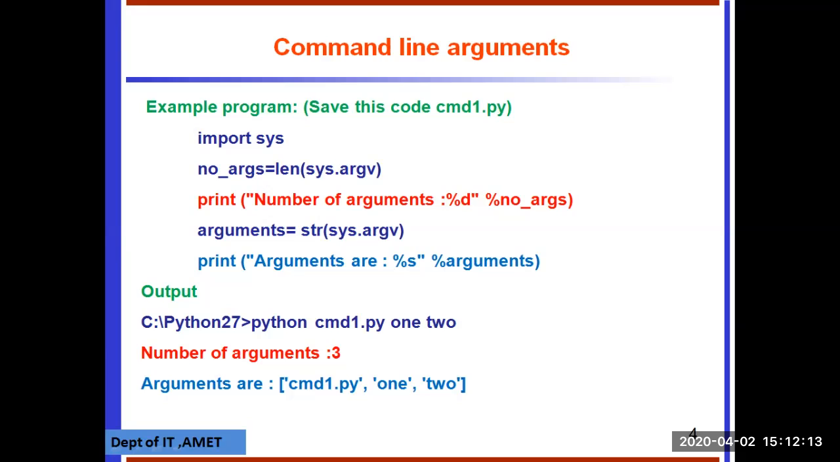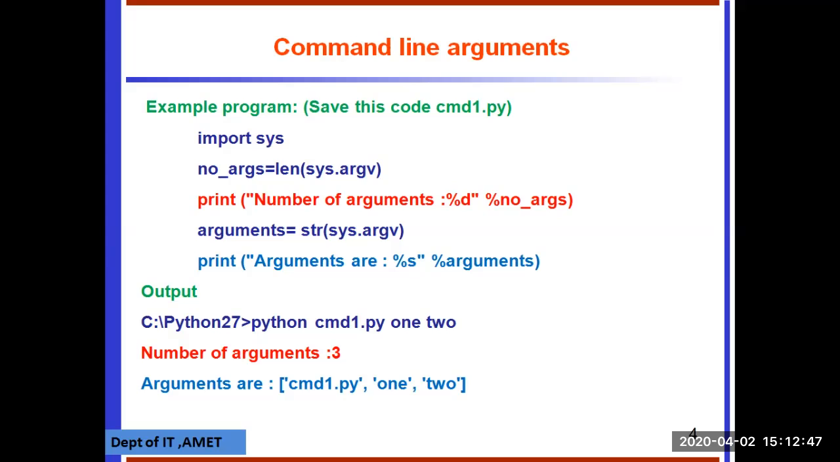Then, what are the arguments you passed? That is handled by sys.argv. Suppose you pass 2 or 3 arguments, those arguments are stored in the arguments variable. The sky blue color print statement displays how many arguments and what arguments you passed. See this output. You save this program in a specific location; I saved it in the python 27 folder.